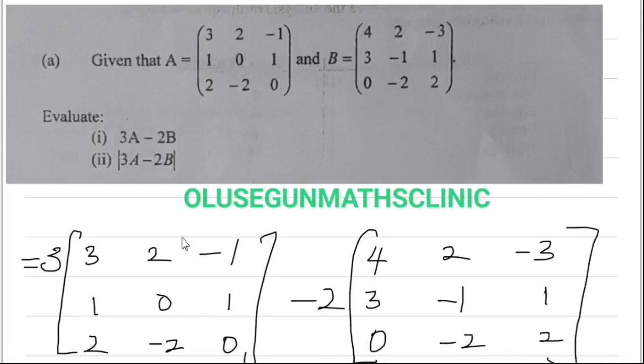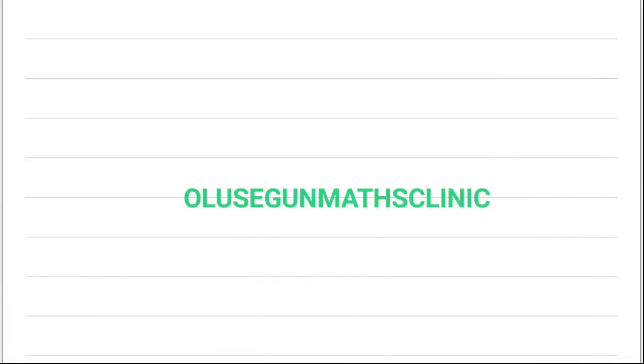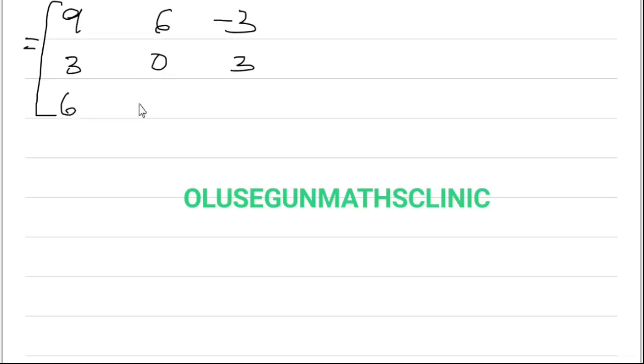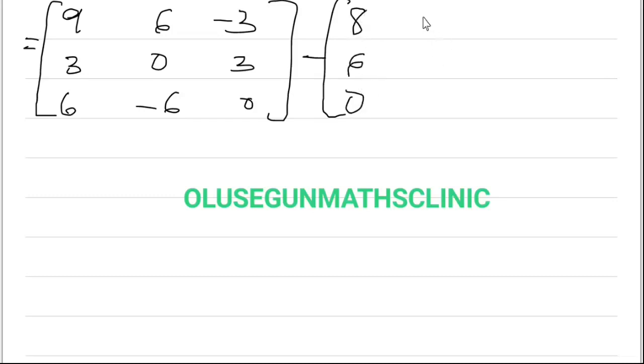So you just expand this. In expanding this, we get the three values, which is 9, 6, minus 3, 3, 0, 3, 6, minus 6, 0, and after you have multiplied, 8, 6, 0, 4, minus 2, minus 4, minus 6, 2, 4.